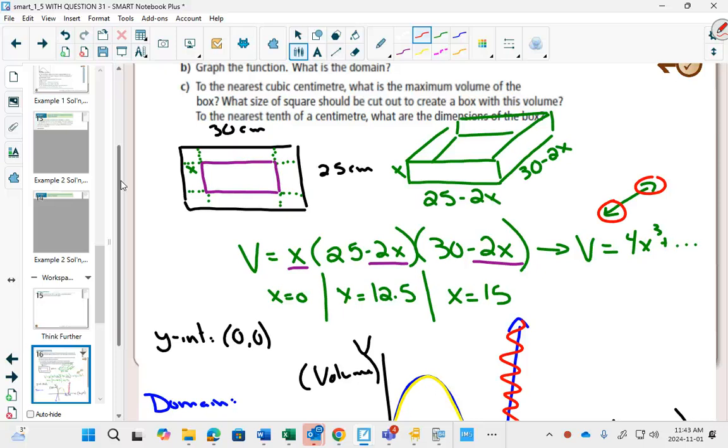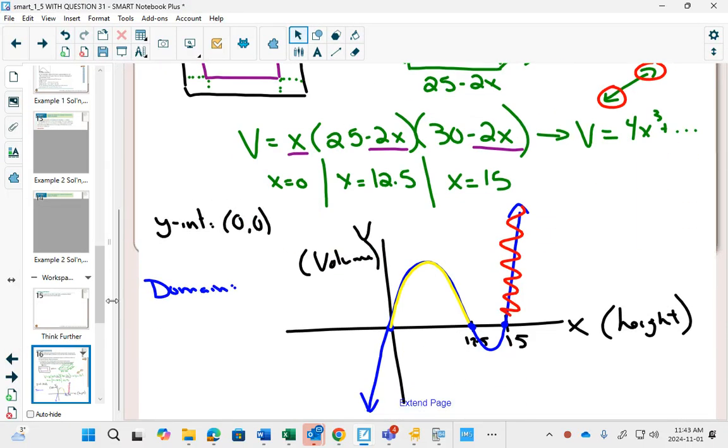Because I can't cut out 15 and then another 15 from the 25 side. There's no paper left. So this section doesn't make sense. Only this section in the middle. And so we're going to want to graph this, and we're going to want to find this maximum.